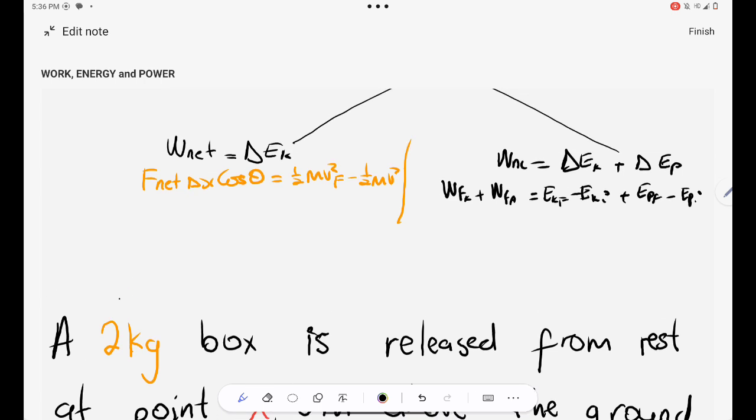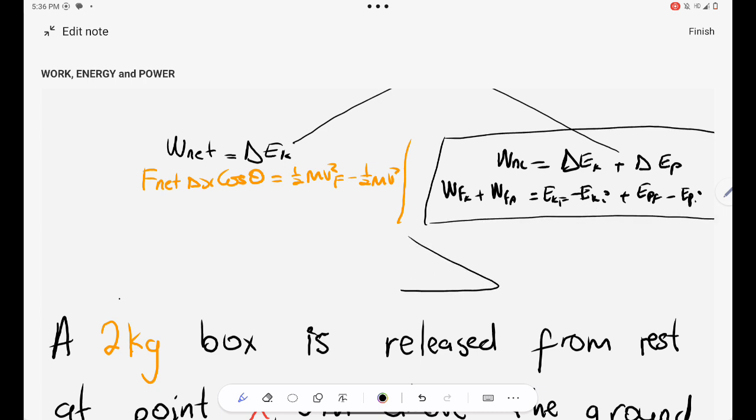It's always safer to use this one, because not always will you be given the angle theta. If you're not given the angle theta, it's very safe to use work done by non-conservative forces. But even if you are given the angle theta, as long as you have the height above the ground, please use work done by non-conservative forces, unless you are told not to use it, because sometimes the examiner is very specific. They will tell you to use the work energy theorem. Okay, let's go in and do some practical examples.